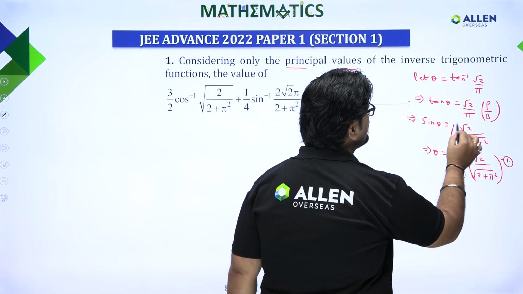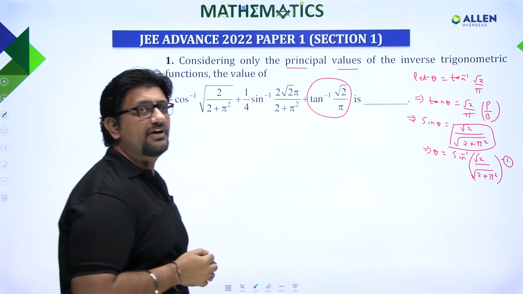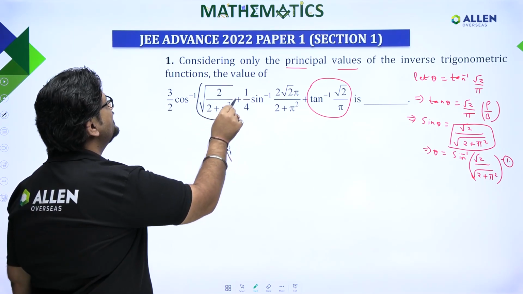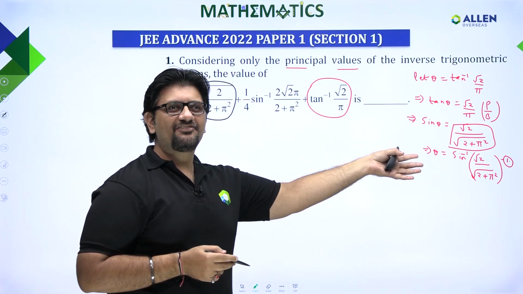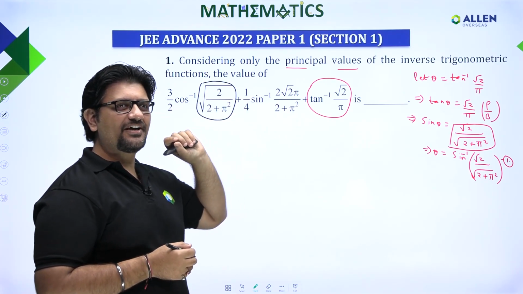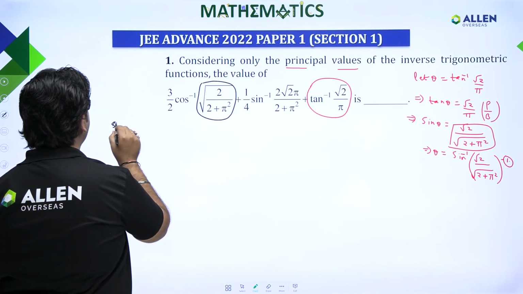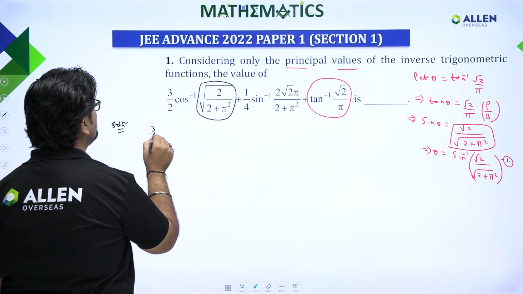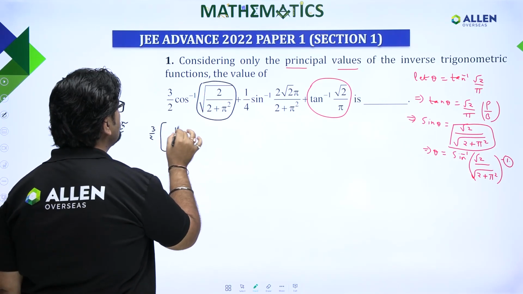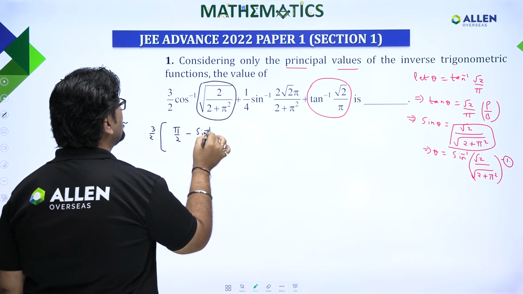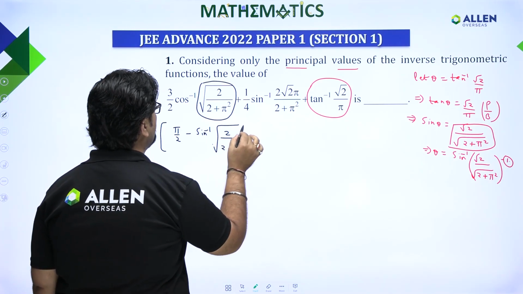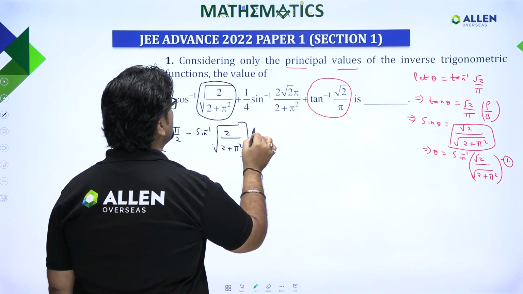Now look at this part, root 2 upon root of 2 plus pi square. Where is it present? This is very important in this question. It is present here with cos inverse, but it should be present with sine inverse type. So I will use the identity that cos inverse x plus sine inverse x equals pi by 2. Here I am starting with the first step of the solution: 3 by 2, and then I write cos inverse of x as pi by 2 minus sine inverse of x, that is, root 2 upon root of 2 plus pi square. And I am not changing this expression at all.